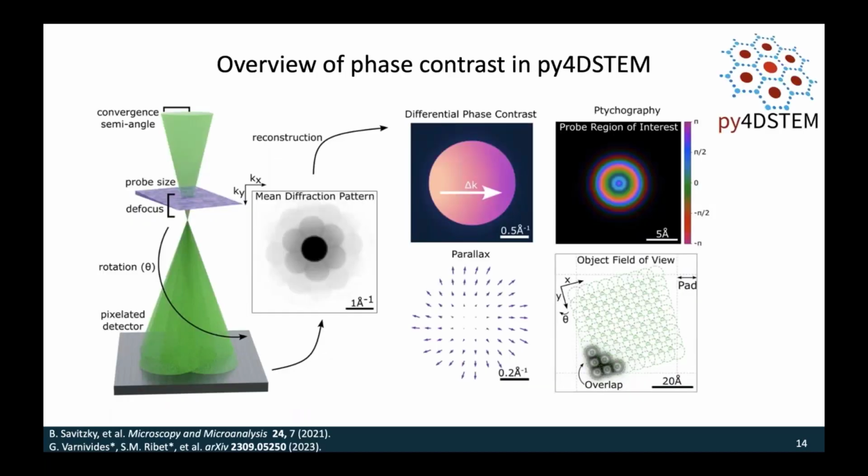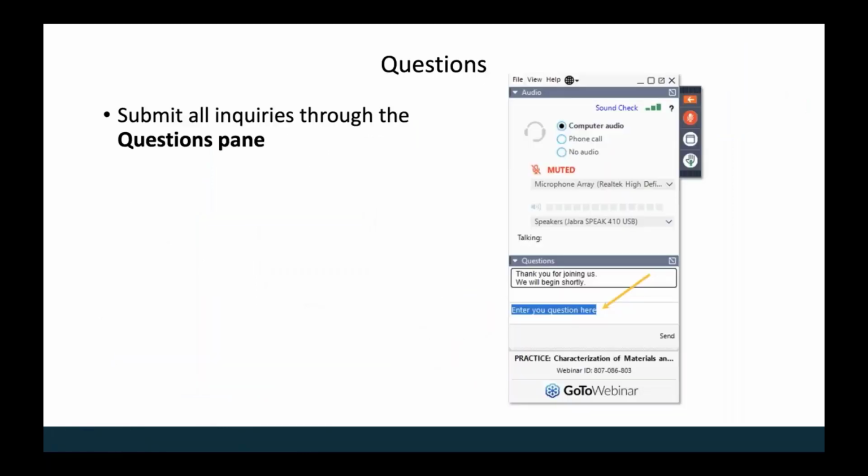So I've talked a lot about some different phase retrieval methods using 4D-STEM and how energy filtering can be helpful for some of these. And that's what I have. We'd be happy to take questions.